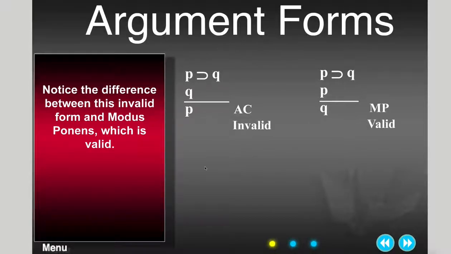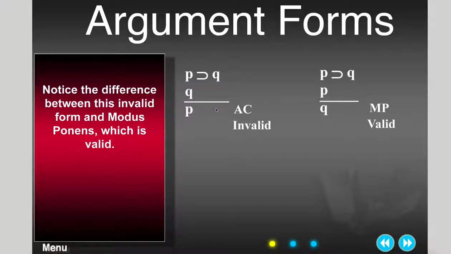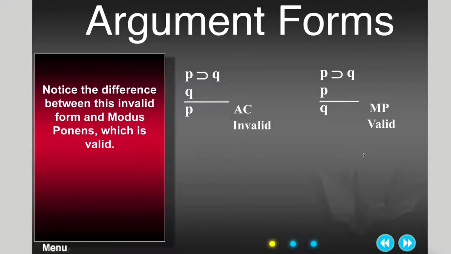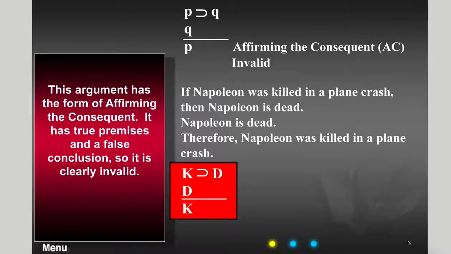I think the Napoleon is dead one is actually quite good. If Napoleon is dead, then he died of a heart attack. He's not dead. Well, right? But people do use this invalid form over and against this valid form of reasoning. So do not confuse those.